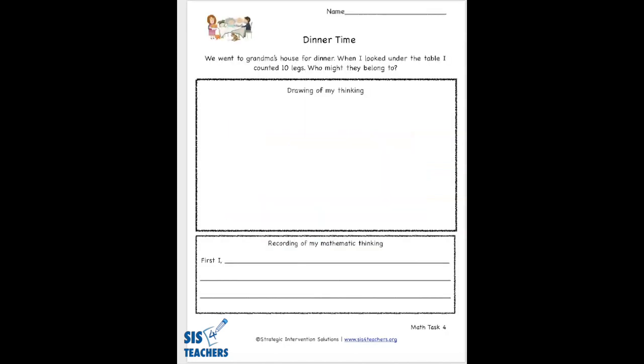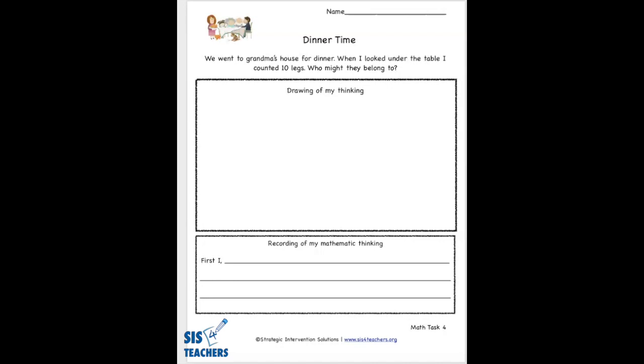In this scenario, we're going to be given an open-ended task. What that means is there could be multiple answers for our task. We went to Grandma's house for dinner. When I looked under the table, I counted 10 legs. Who might they belong to?